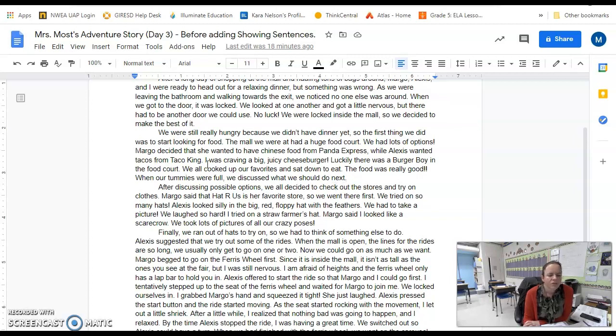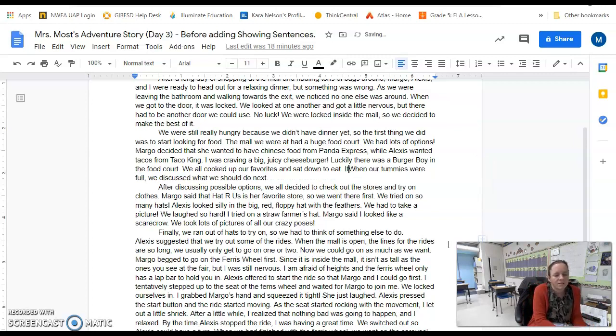Okay, so right here, I was craving a big, juicy cheeseburger, but then all I said about it was the food was really good. That wasn't really a great visual of my cheeseburger. So what I'm going to do is fix this up. The food was really good, and I'm going to change that to describe my cheeseburger.